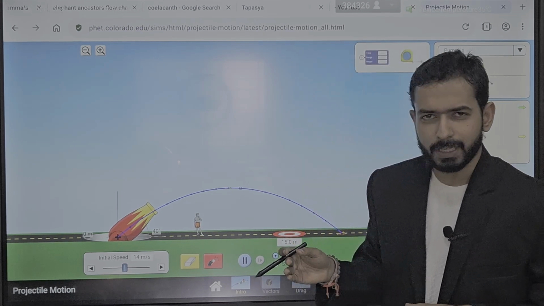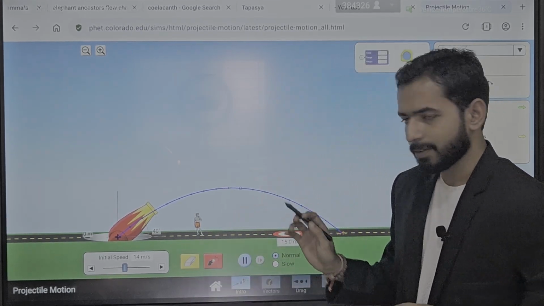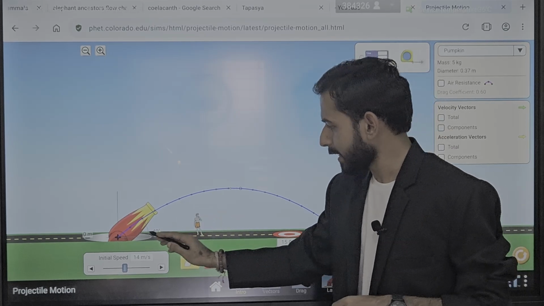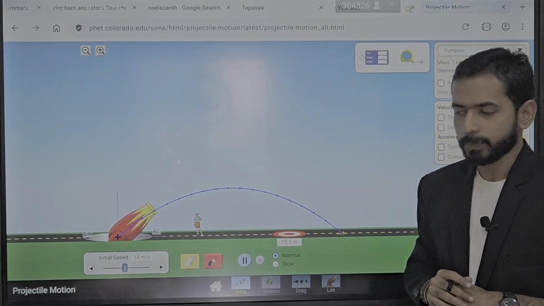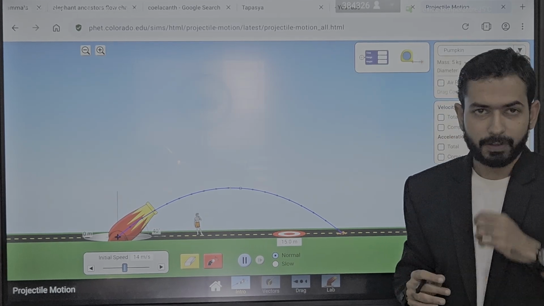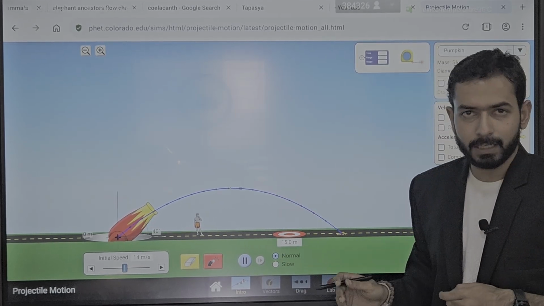We will prove that also in the equation of trajectory. As of now you can see that it is following a curved path, and this motion is called projectile motion.